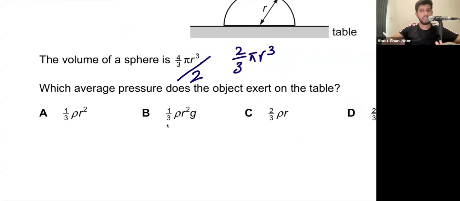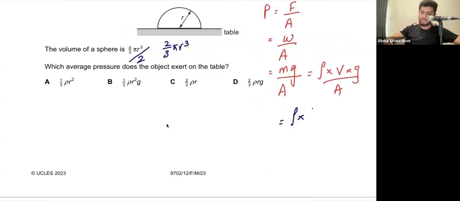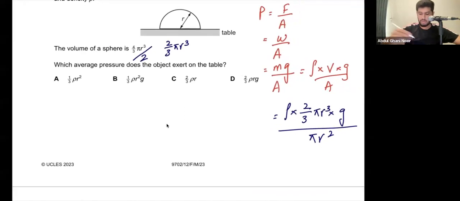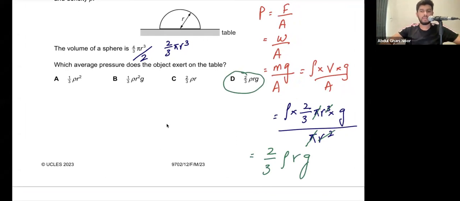सही, स्फेयर का दिया हुआ, हेमिस्फेयर के लिए हाफ कर दिया। तो मैं कहता हूं वॉल्यूम है मेरा 2/3 पाई आर क्यूब। जी की वैल्यू एज इट इज पाई आर स्क्वायर्ड। Pi cancels out with pi, r squared cancels out with the square on top. What am I left with? I'm left with 2/3. I'm left with density. I'm left with r. I'm left with g. 2/3 rho r g. Yes, Anas agreed. 2/3 rho r g is the equation.